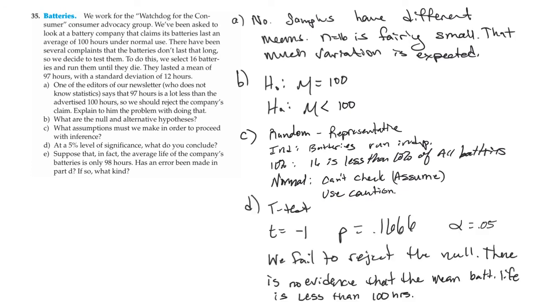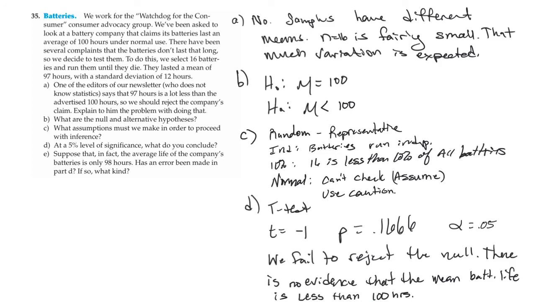Part D, basically what we're doing here is running through the hypothesis test in pieces. This is a t-test. We ended up getting a t-score of -1 with a p-value of 0.1666 and an alpha level of 0.05. That result would give us that we failed to reject our null here. We don't have enough evidence to say that the mean battery life is actually less than 100 hours.